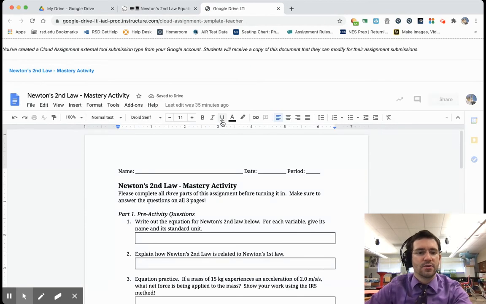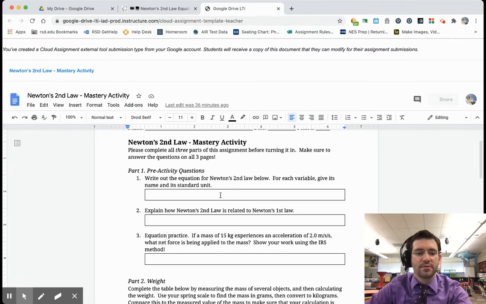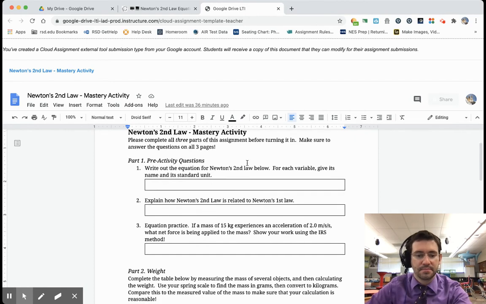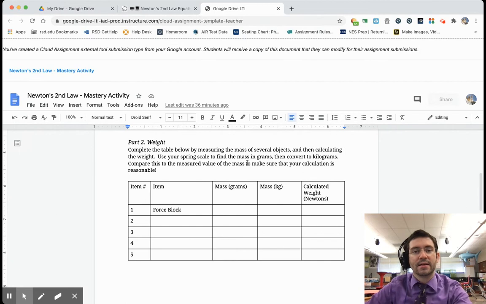Okay, so here it is. It's opened up, nice and easy to see. So there's 3 parts to it. Part 1 is the pre-activity questions. You're just going to answer them as best you can, show your work, make sure you give complete answers. Part 2 is about weight. Reminder is that weight equals mass times gravity, or 9.8 meters per second squared.